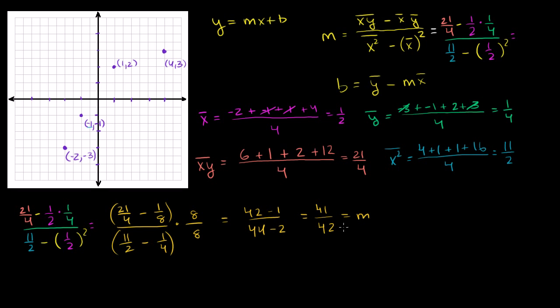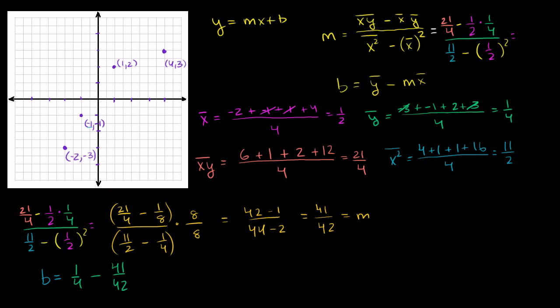The slope is 41/42. So a little bit less than a slope of 1, right? 42/42 would be exactly 1. So our regression slope is a little bit less than 1. And then our regression y-intercept, b, is going to be equal to the mean of the y's, so 1/4, minus our slope, 41 over 42, times the mean of the x's.